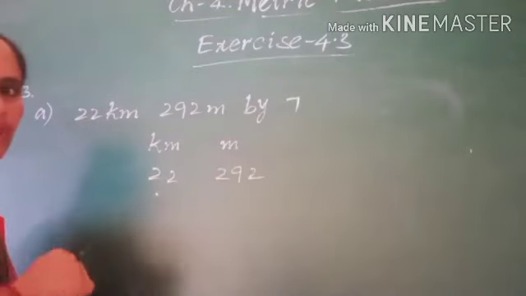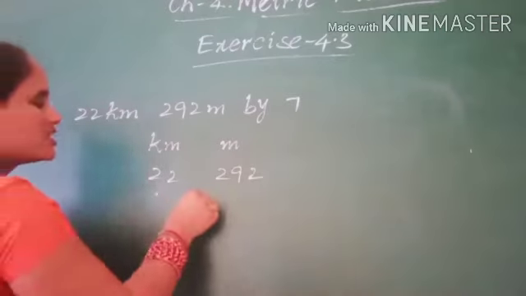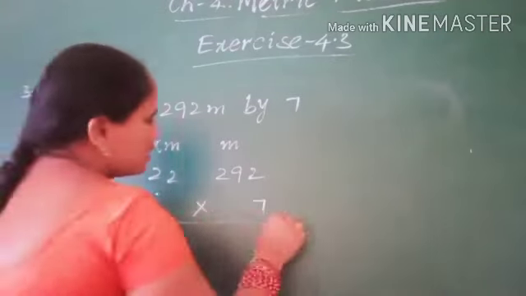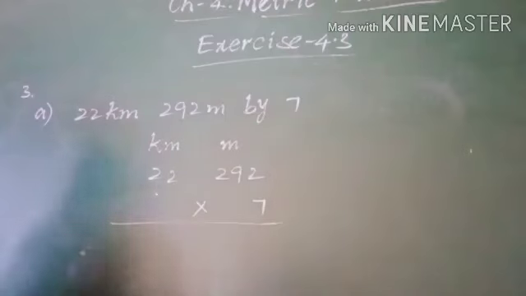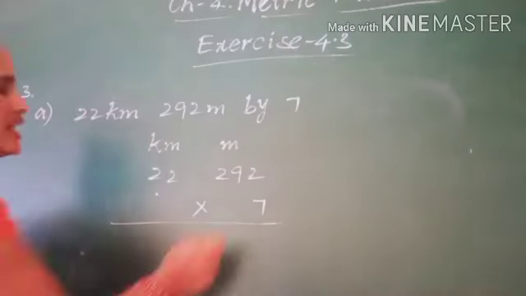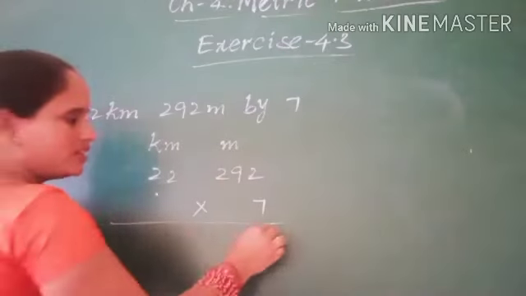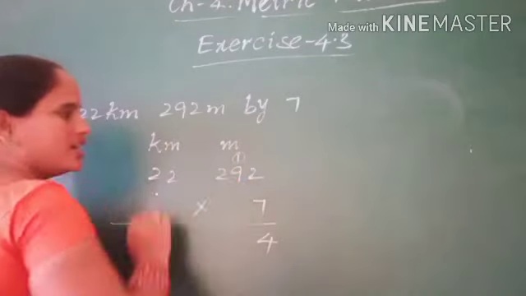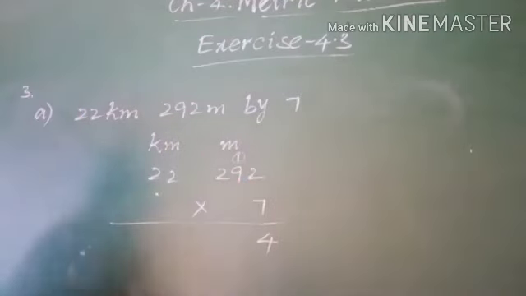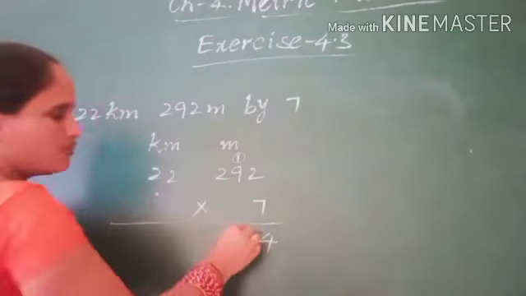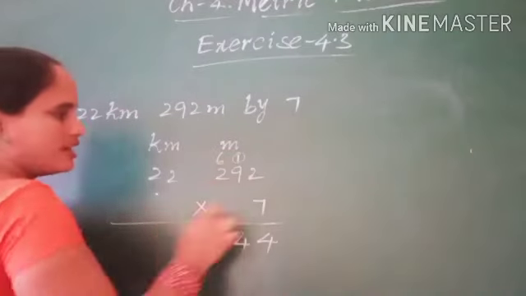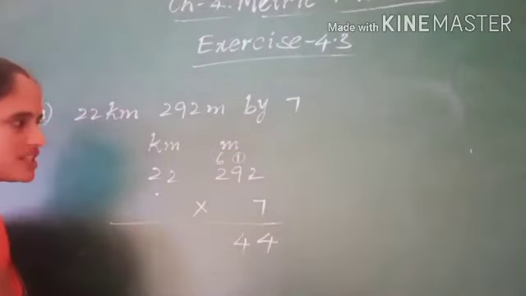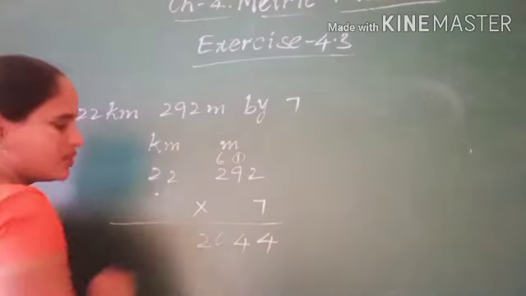By which number do we have to multiply here? By 7. You do multiplication separately for the meters and kilometers. 7 2s are 14, 4 here and 1 is carrying. 7 9s are 63 plus 1 is 64. 4 and 6 is carrying. 7 2s are 14 plus 6 is 20. Okay.